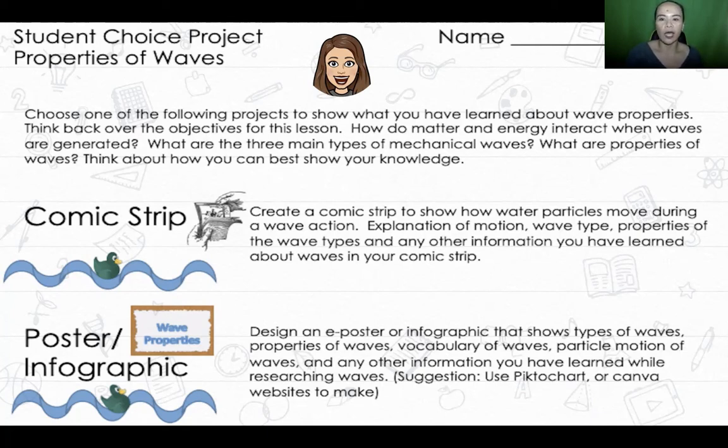Or you can do a poster or an infographic. When you say infographic, you get a bunch of images online, you put them together and show the types of waves, properties of waves, some vocabulary words that relate to waves, which you'll see later on, particles of waves, and any other information you learned while researching waves. Okay, so that is your first two choices.